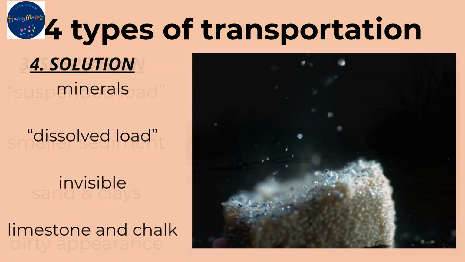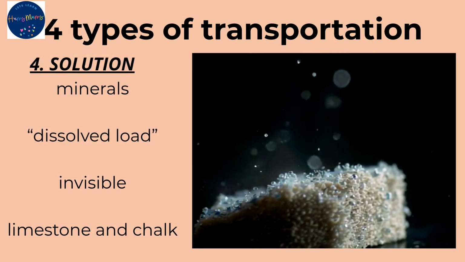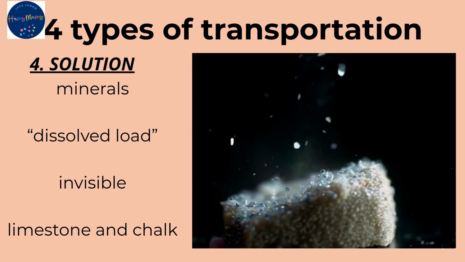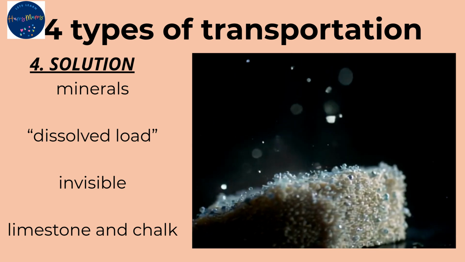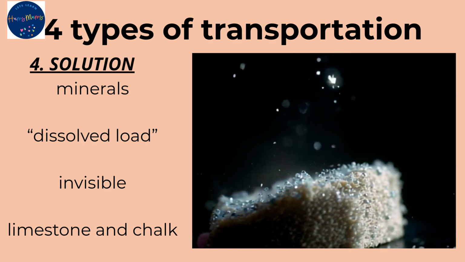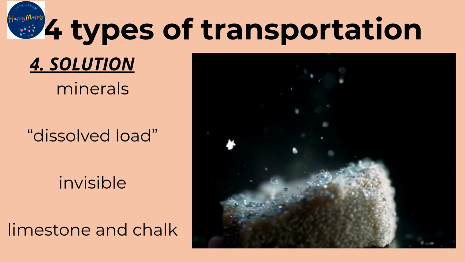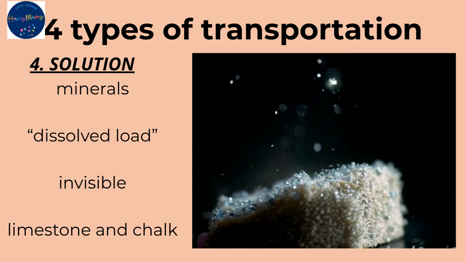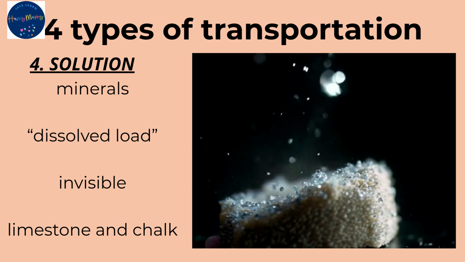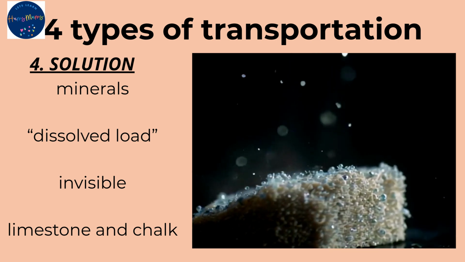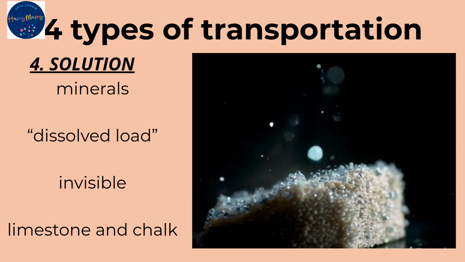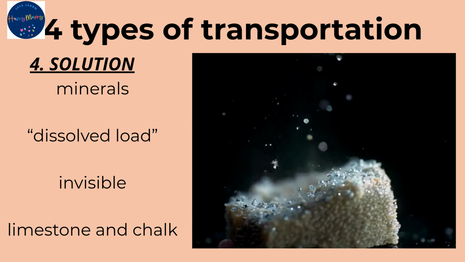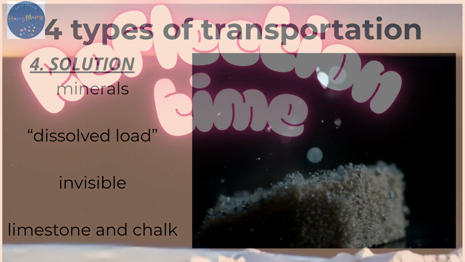And finally, solution. This is the one that is almost invisible to the naked eye. Now, you will remember this is also a process of erosion, and that is because we have tiny minerals, limestone and chalk in particular, being dissolved in very weak acids in the river. That's the erosion. They are then transported as a dissolved load within the river. So think about when you put an aspirin into a glass of water and give it a mix. The water will become murkier, but the aspirin is no longer visible, only the tiny minerals, the tiny particles that once made it up. So those are our 4 processes of transportation.